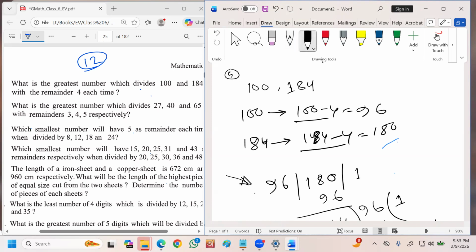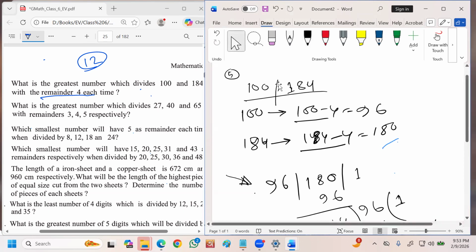Now what I am saying is that if I divide 184 by a number, every time 4 becomes the remainder, right? So this is the problem. We have to find the number by which, if we divide 184, in each case of division, 4 is the remainder. And they said that we have to find the greatest number.